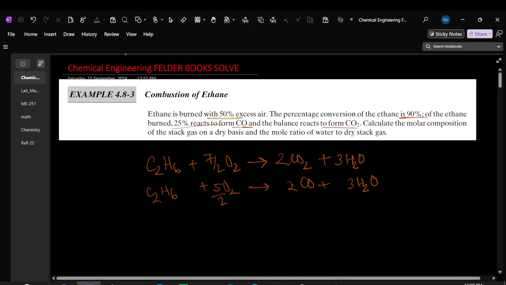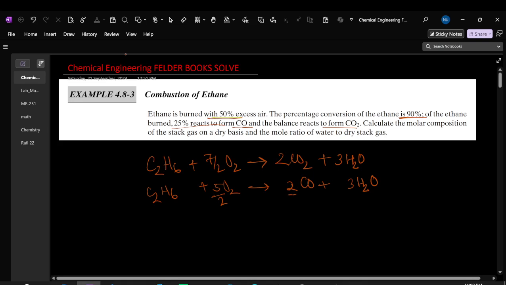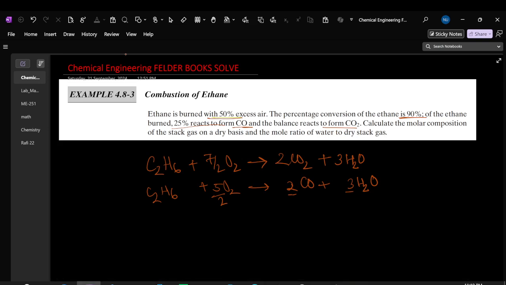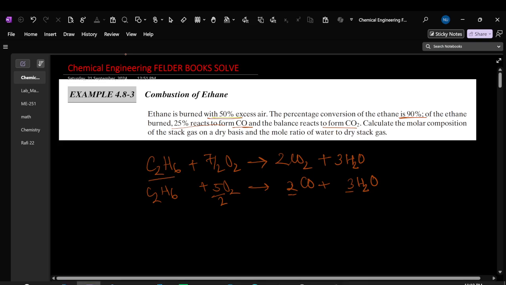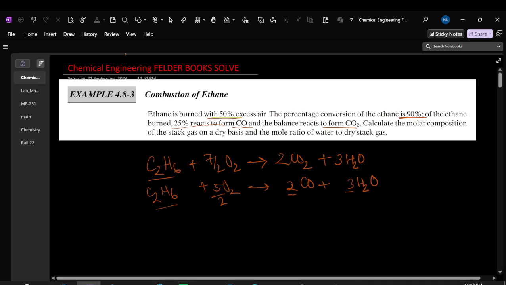Okay, we should carefully balance both the left hand and right hand sides, because in calculation we must consider the mole ratio, the stoichiometric ratio. So you should be careful about this. Okay, now we have done the first job, that is the reaction. So we can see that in the ethane burn, some of the ethane reacts with oxygen to form carbon dioxide, and some of the other ethane reacts with oxygen to form carbon monoxide.